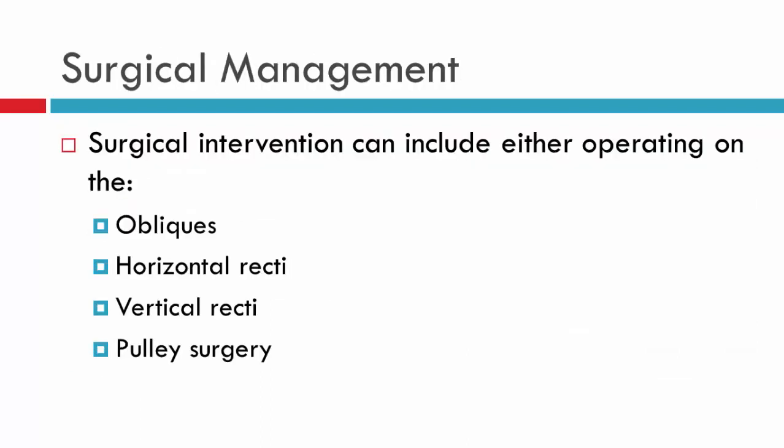So moving on to surgical management, there are several operations that can be performed to manage a patient's AV pattern. So surgery can be performed on the oblique muscles, on the horizontal rectus muscles, on the vertical rectus muscles, and also surgery can be done on pulleys. Let's go through each of these.